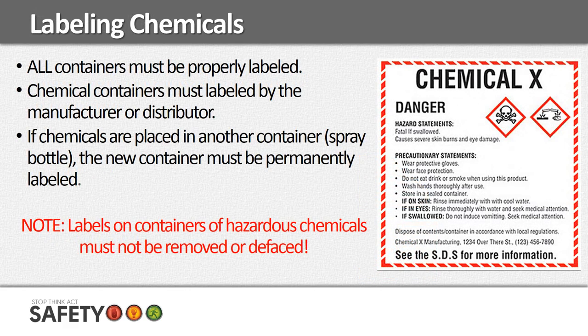The law requires that all containers must be properly labeled. These labels must be produced and attached to the container by the chemical manufacturer or distributor. Chemicals can be transferred from a large container into a smaller one, a spray bottle for example. But the new container must be properly labeled with a silk screened or peel and stick label. Both are available from the manufacturer or distributor. Please remember that using a permanent marker to label a container with something like glass cleaner is not an acceptable substitute. Note, labels on containers of hazardous chemicals must not be removed or defaced.